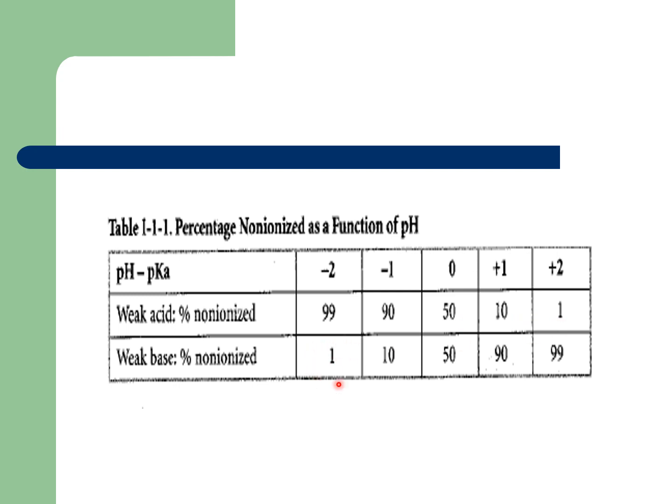And this gives us the values 1, 10, 50, 90 and 99. So we can say that if a drug has a pKa of 2.5, and the pH is 2.5 and the drug is acidic, what is the absorbable form? Let's talk about the acid first: 2.5 minus 2.5 is going to be 0. So at a value of 0, 50% of the drug would be non-ionized and 50% would be ionized.